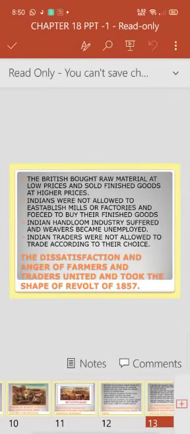Okay, Indians were not allowed to establish mills or factories so that they can also flourish. So the British did not allow this, they did not want Indians to flourish because they wanted to flourish in India. Indian handloom industry suffered a lot, and the weavers became unemployed as the mill-made cloth was very cheap as compared to the handmade cloth. The Indian traders were not allowed to trade according to their own choice. Only some of the goods were allowed for them to trade with the others.